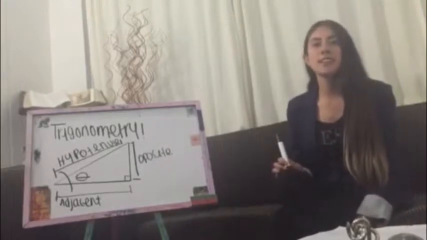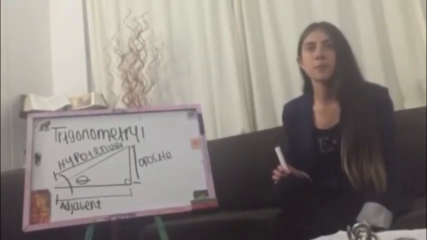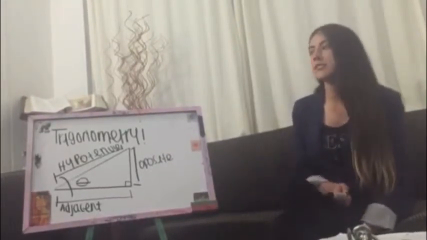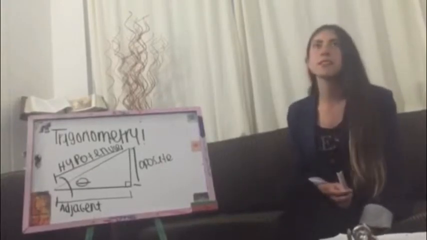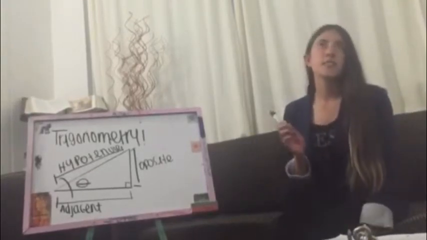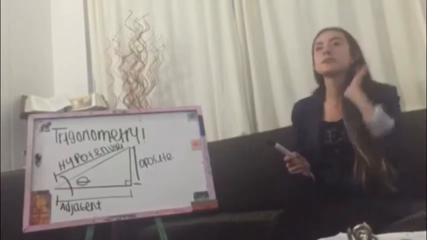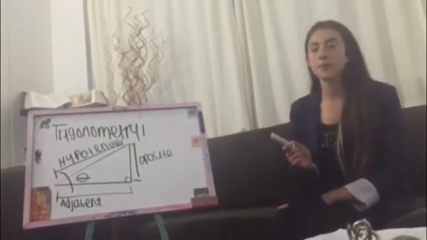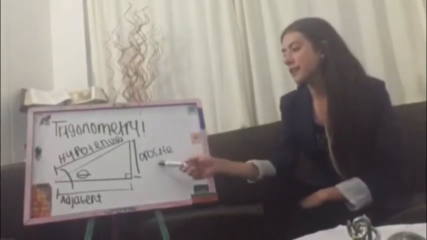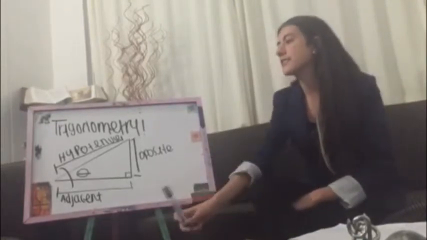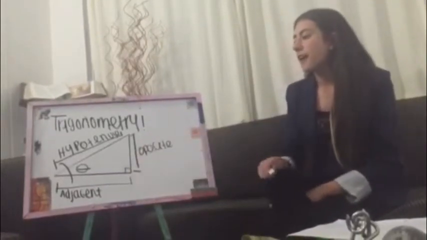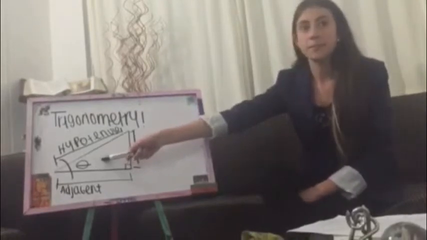Trigonometry is the study of the properties of the triangle. The triangle of most interest in trigonometry is the right angle triangle. Each side of the triangle has its own name. This is the opposite side, this is the adjacent side, and this is the hypotenuse. And this is the angle theta.